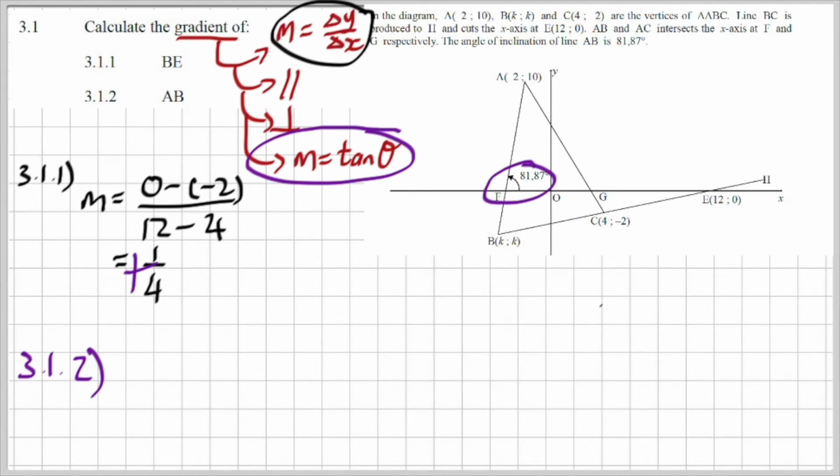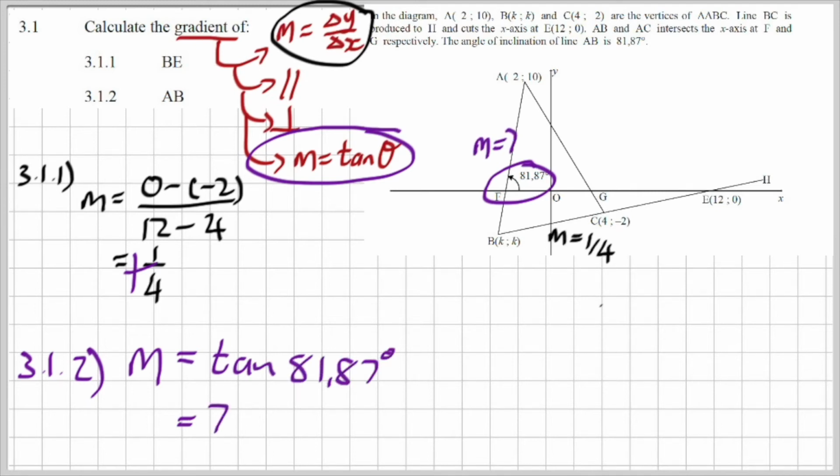They're asking you the gradient of AB. Now, I'm looking at that inclination because they gave me the inclination angle, the angle between the positive side of the x-axis, okay? So from the right of that point on the x-axis to the line. Therefore, I'm just going to substitute in. And my approximate answer is 7.